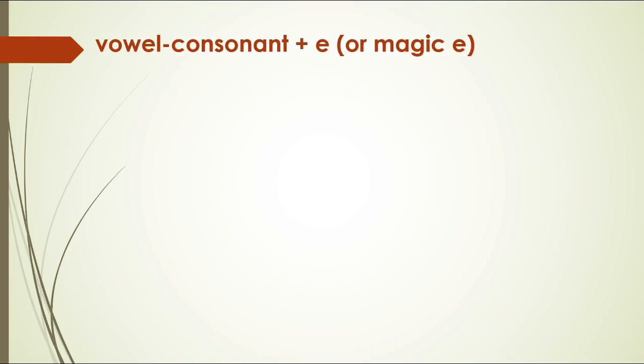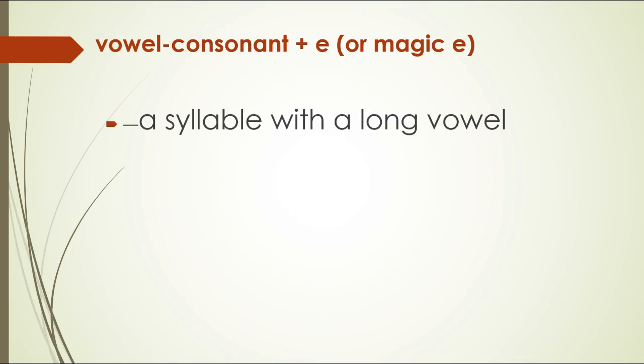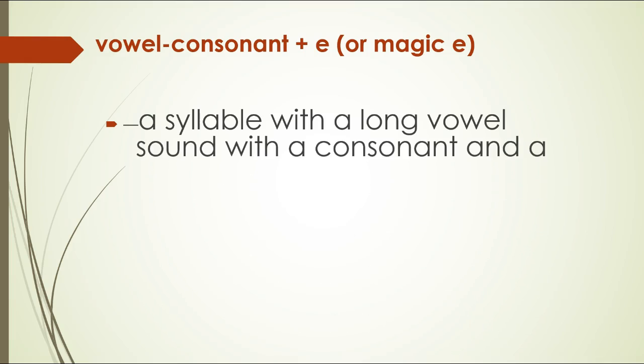Then we have vowel-consonant-e on your handout, known as magic E. Why is it called a magic E, you might wonder? Well, let's first define what it is. It's a syllable with a long vowel sound, a consonant sound, and a final E. The reason it's called a magic E is because the E is silent, but what makes it magical is that the E makes the vowel say its name.